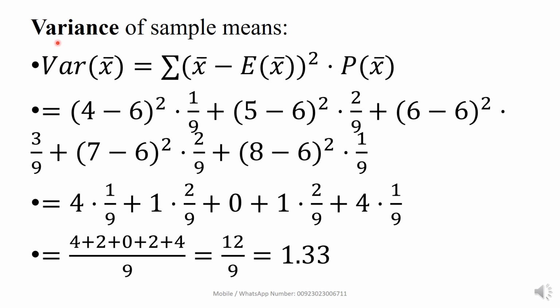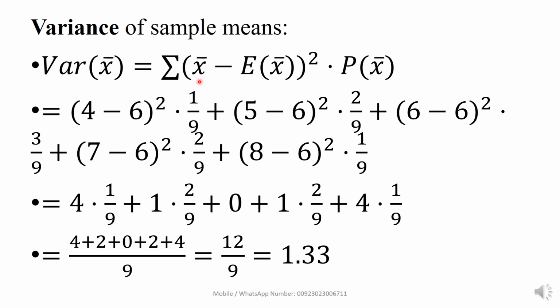Now, we find the variance of the sample mean. Variance of x-bar equals summation of x-bar minus E of x-bar, all squared, multiplied by P of x-bar. Now you must remember this formula, and we apply the values, put in the values. x-bar is 4, minus sign you write here. E of x-bar we have found is 6. According to the formula, the square you write here. This dot shows a multiplication. Now we put the values of P of x-bar, because for x-bar 4 the probability is 1 upon 9. According to the summation, you write a plus sign.